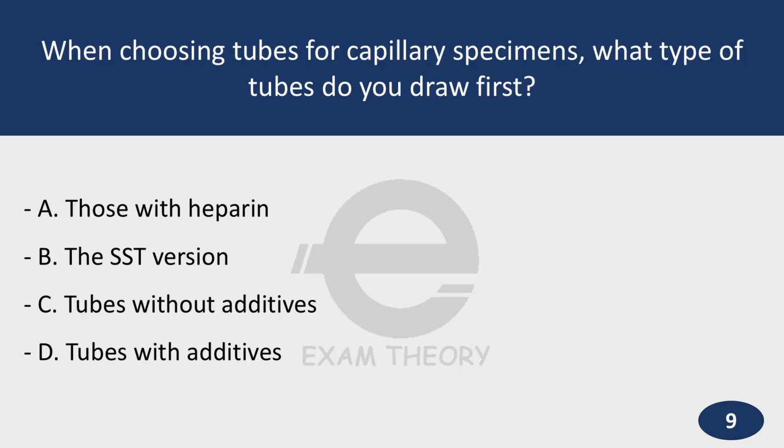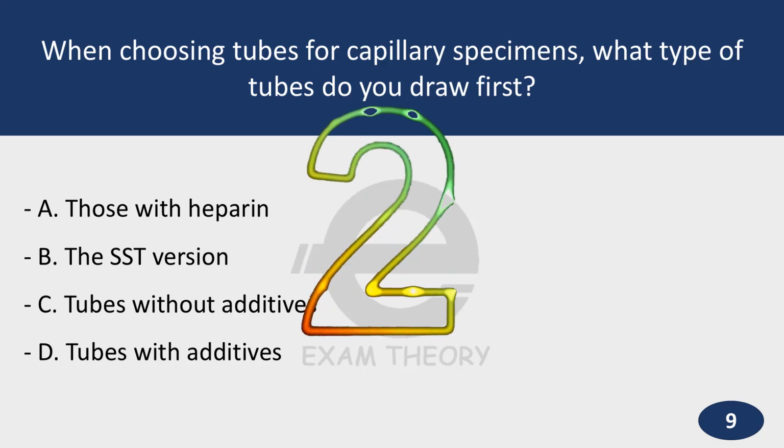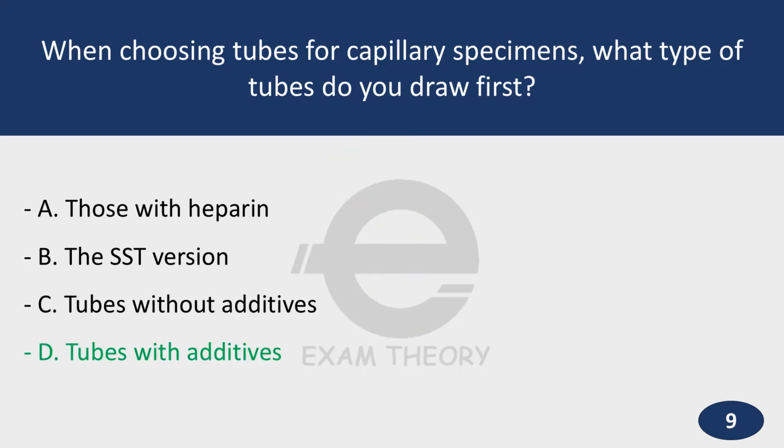When choosing tubes for capillary specimens, what type of tubes do you draw first? A. Those with heparin. B. The SST version. C. Tubes without additives. D. Tubes with additives. The correct answer is D. Tubes with additives.